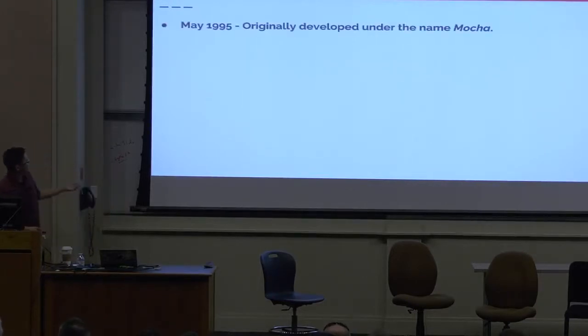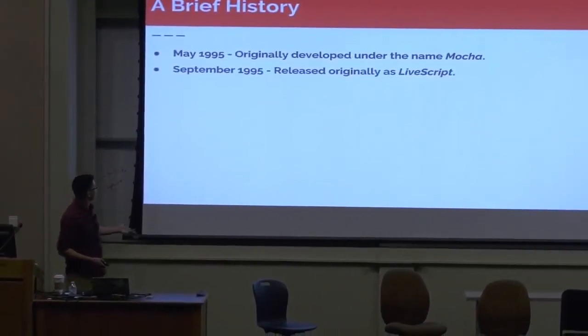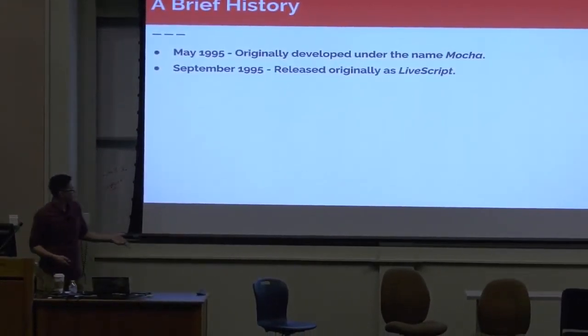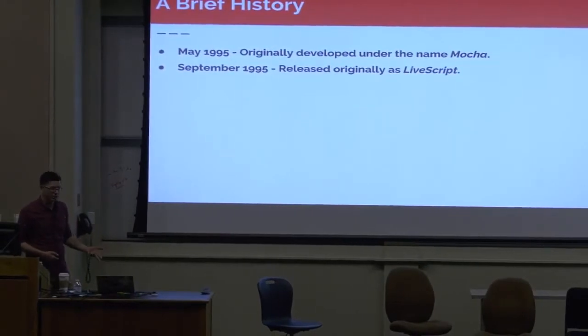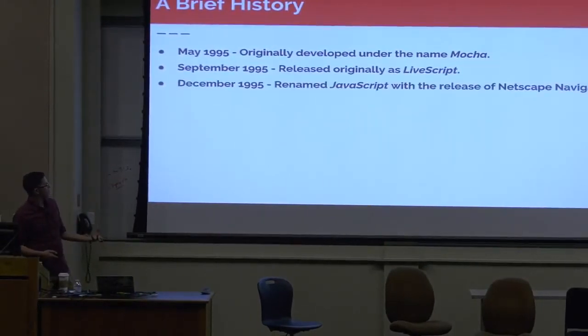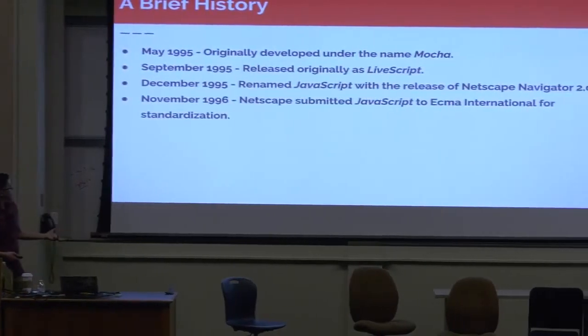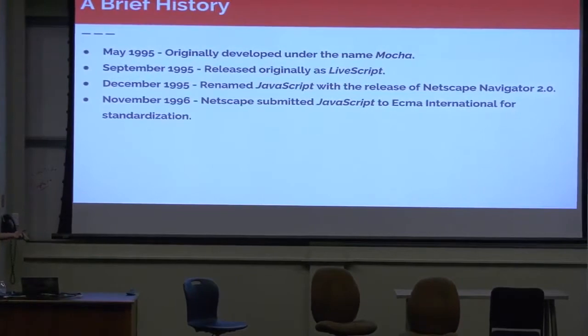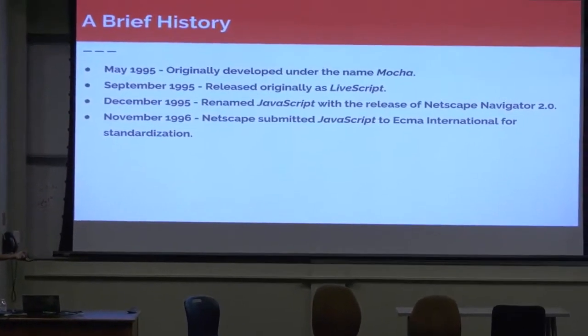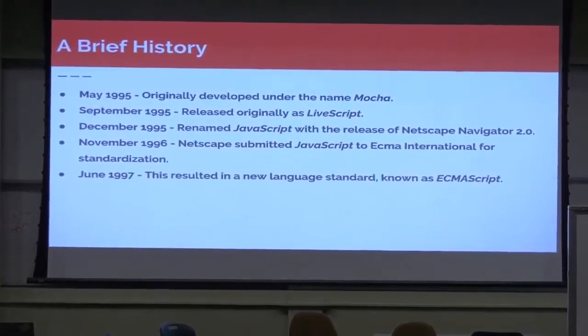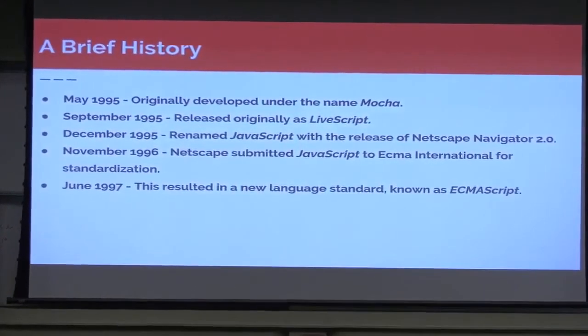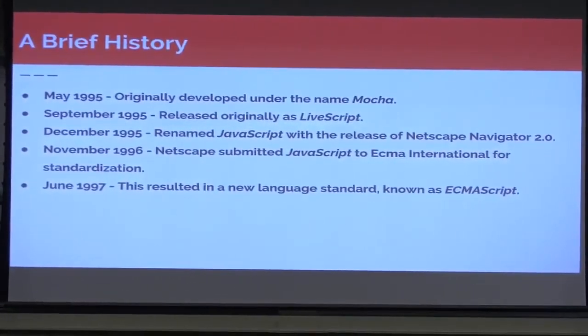First, we're going to go over a brief history of JavaScript. So in May of 1995, JavaScript was originally developed under the name of Mocha. It was released in September of 95 under the name of LiveScript. From there, it was renamed to JavaScript in December, and that was with the release of Netscape Navigator 2.0. In 96, Netscape submitted JavaScript to the ECMA International for standardization. And in 97, this resulted in a new language standard known as ECMAScript.